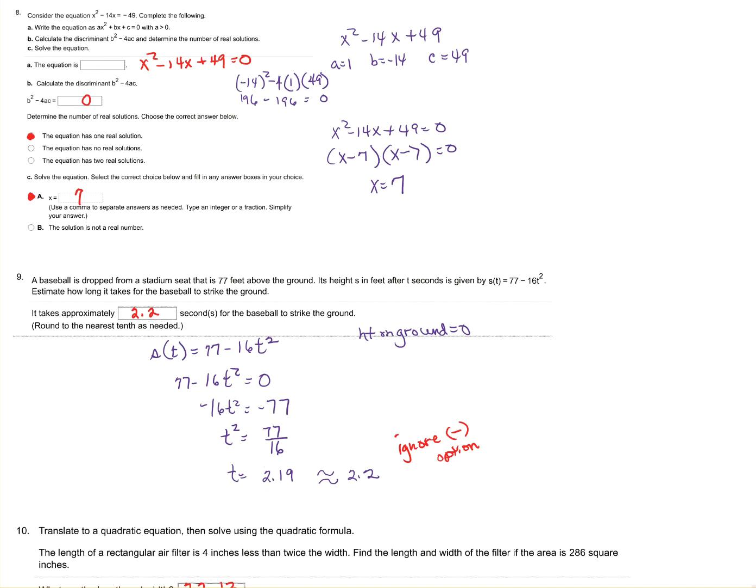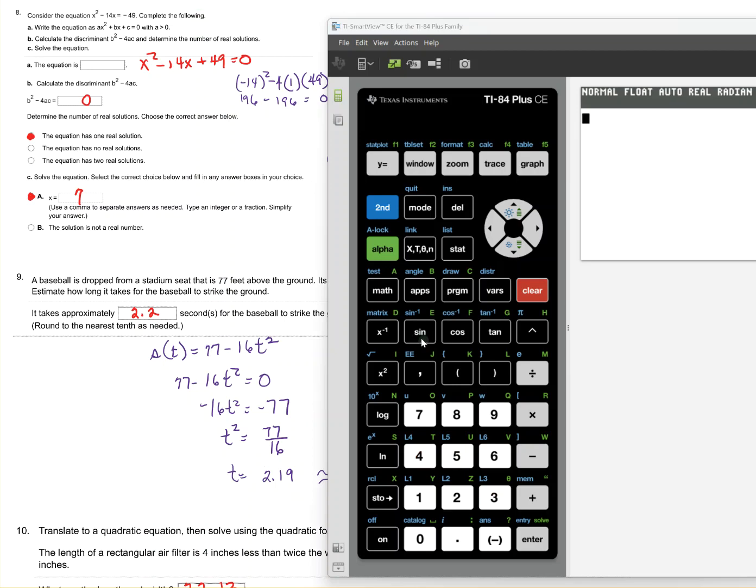Let's do that on the calculator. Let me show you that on the calculator. Okay, so we're taking the square root of 77 over 16. So here's something I want to show you. We're going to do second and the x squared key. That gives us the radical. Now I want that to be a fraction in there.